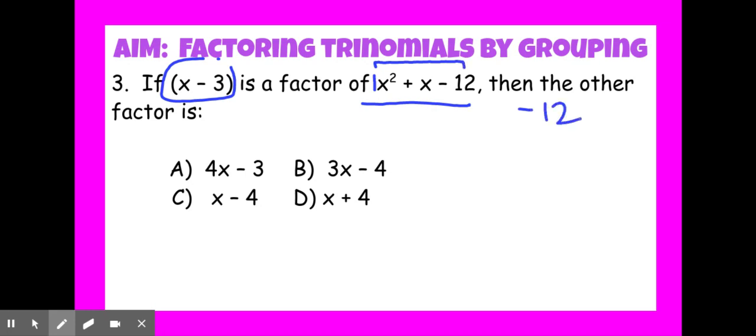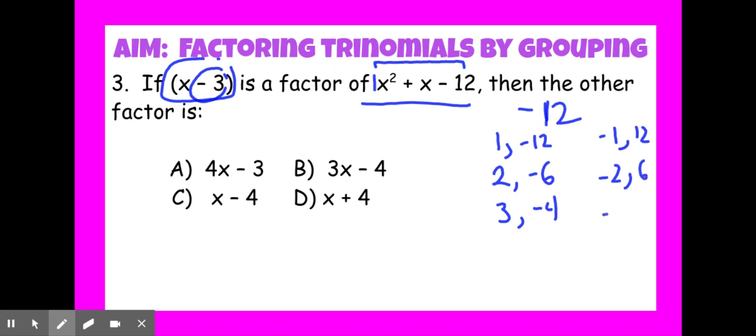Now we're going to list our factors. And I know one of them has to be -3, so that's kind of helpful. But anyway, it's going to be 1 and -12, 2 and -6, 3 and -4. And then on the opposite side, we have -1 and 12, -2 and 6, -3 and 4. Okay? Now I need to figure out what adds to positive 1. Remember, if there's no number there, it's a 1.